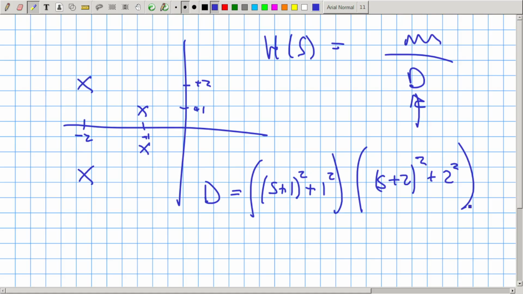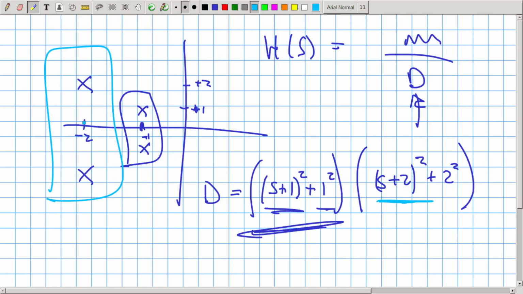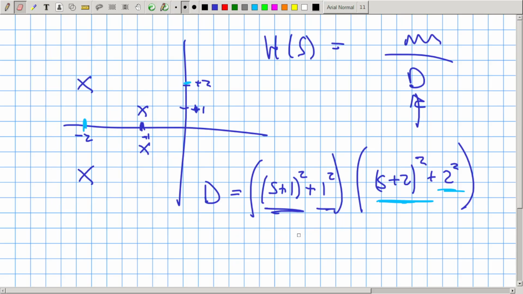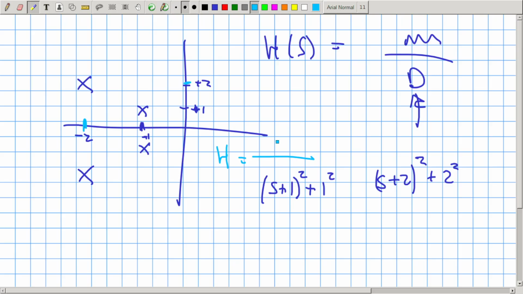Are we together? Look at me. This one is s plus 1 squared plus 1 squared, because there's a minus 1 and there's a plus 1 here. True? Together, this part here. Second part, this part here is s plus 2 squared plus 2 squared, because there's a minus 2 and a plus 2. Together? And if I write this stuff in terms of decomposing things, H has to be writable as something plus something. Okay? Together?